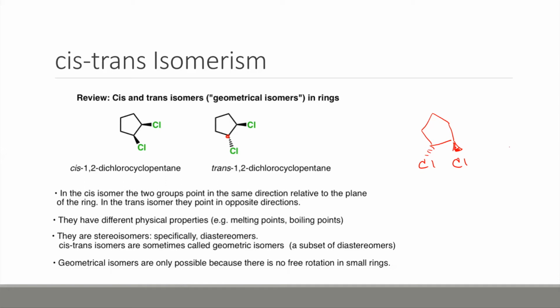Then we talked about how these have different properties because they are diastereomers, and these are only different because of their positioning in space. We also talked about naming these types of ring isomers, where cis means that the groups are on the same side, and trans means they are on opposite sides. So cis would be when both chlorines are on the same side of the ring, and trans would be when they are on opposite sides of the ring.